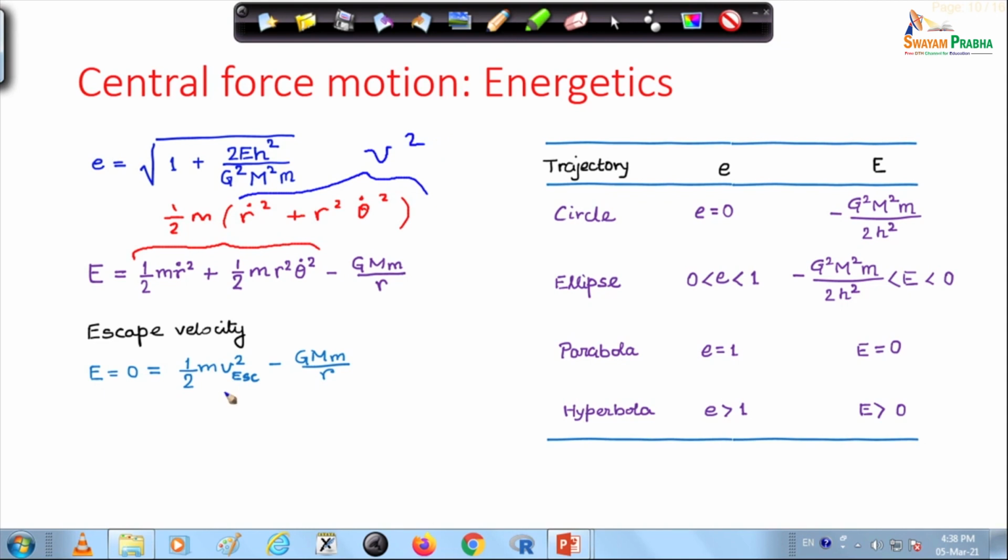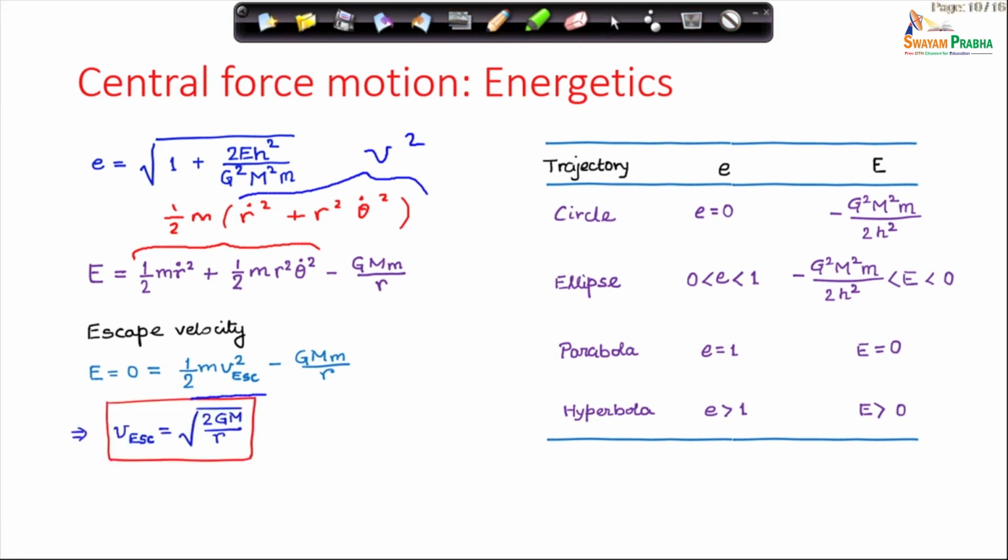Therefore, for the escape velocity, this becomes half m v escape square minus G M m by r, this is the potential energy contribution. Now, this should be equal to 0, then the particle can escape. And if you solve for v escape, the escape velocity, it is under root 2 G M by r.